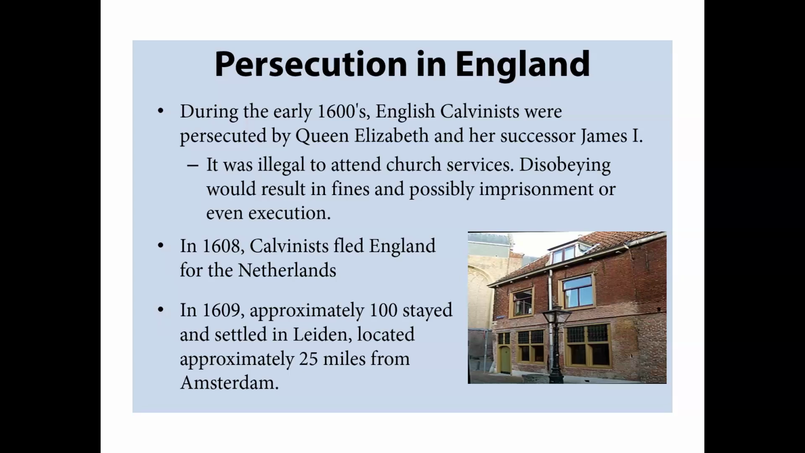So there needed to be a reason to find religious freedom for their particular group. They decided to seek out places like the Netherlands. And we start to see different congregations assemble and make plans to head towards the Netherlands. It's estimated that in 1609, approximately 100 stayed and settled in Leiden, which is about 25 miles from Amsterdam. That was after a group had originally come to Amsterdam before. So they were joining even earlier congregations that had also sought out that freedom in the Netherlands.